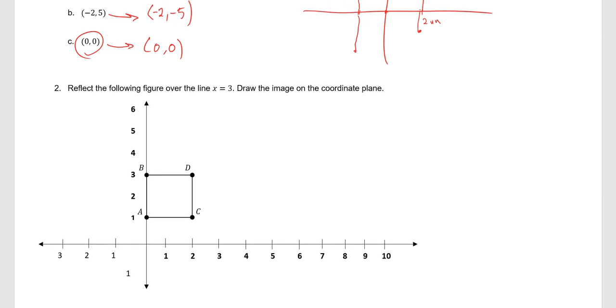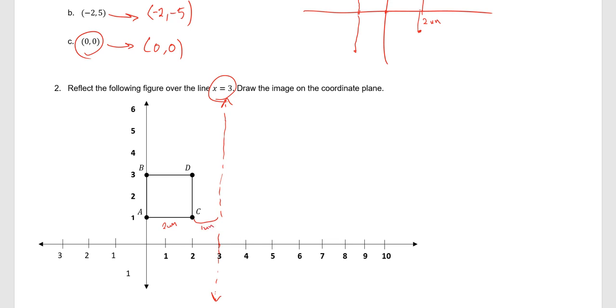Next exercise. Reflect the following figure over the line x equals 3. Draw the image on the coordinate plane. So we have the line x equals 3, and we can just graph it just like this as a reference. There we go. Right? So again, we use the same procedure. Each leg of this square is 2 units, right? So 2 units. And then this is 1 unit, right?